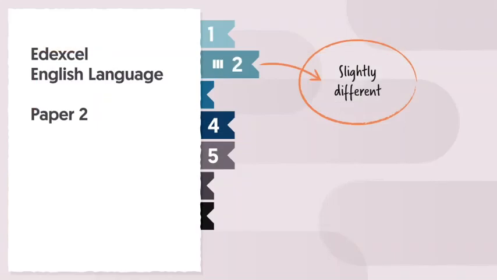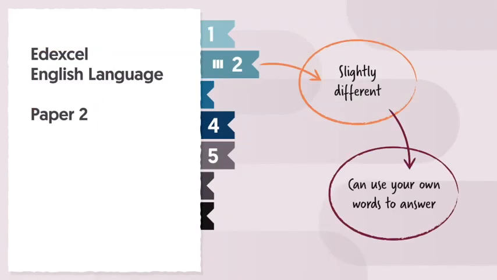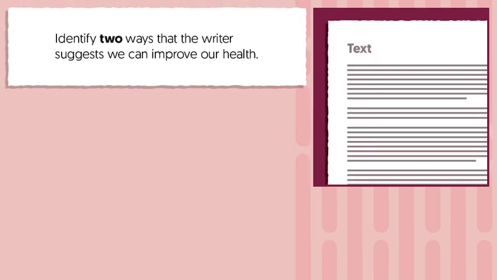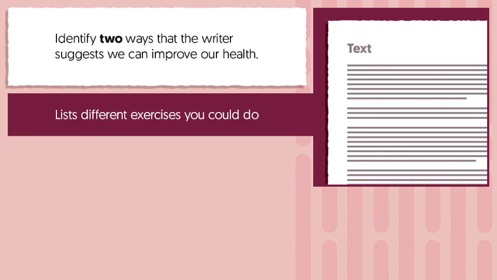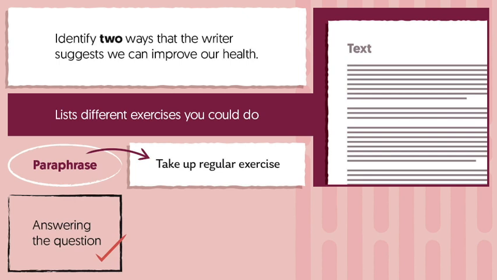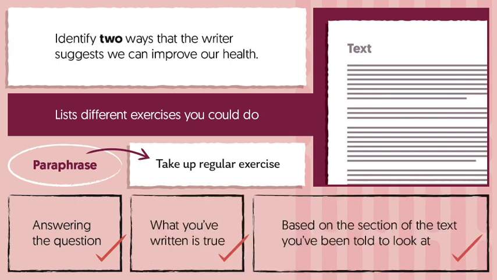Question 2 is slightly different from the other short mark questions in that you can, if needed, use your own words to answer the question. So if the question asks you to identify 2 ways that the writer suggests we can improve our health, and the text lists a number of different exercises you could do, you could paraphrase this list by saying, "Take up regular exercise," rather than writing down a long list of every example. Be careful though, you do have to make sure that you're answering the question, and that what you've written is true and based on the section of the text you've been told to look at.